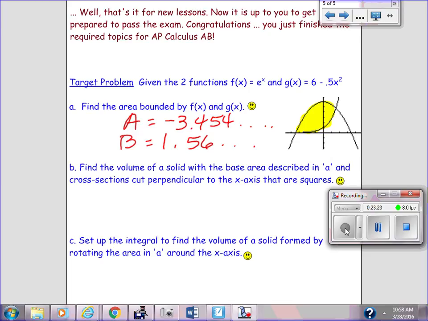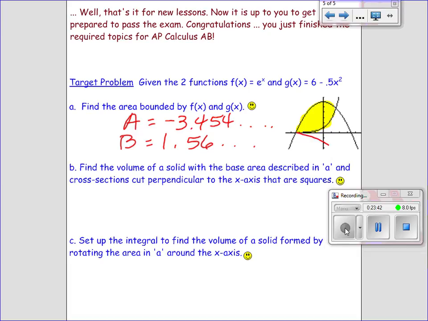Given this FRQ for the AP exam, similar question. If I have to set up an integral in part C to find the volume of a solid formed by rotating that shaded yellow region around the x-axis, that means you're going to end up with a solid that looks kind of like that. Do you see white space? White space is important because what are we getting on this one? Washers. So we're going to set this one up using washers.